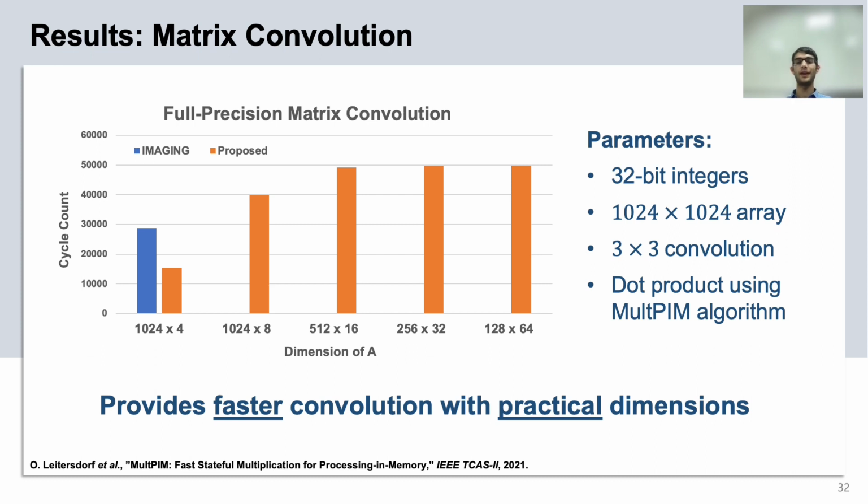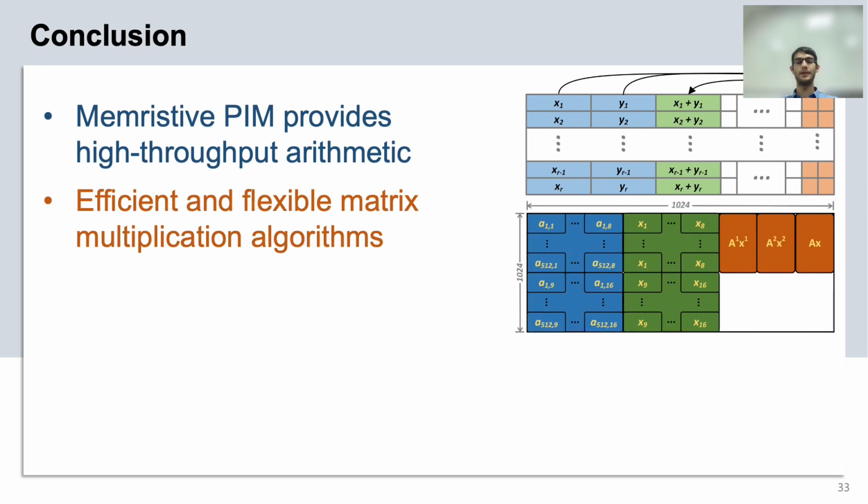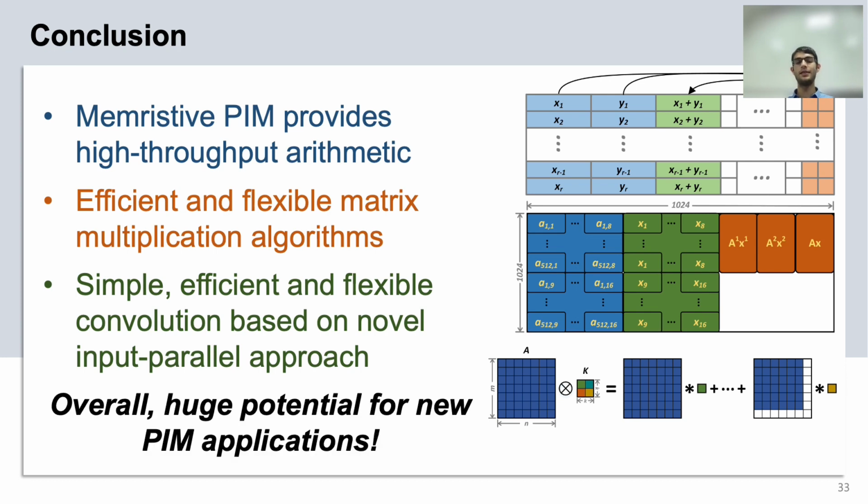In conclusion, we started by talking about Memristive PIM and the massive throughput that it provides for arithmetic. Then we use that throughput to get efficient and flexible matrix vector multiplication with very practical dimensions. And now we talked about convolution, a task that is much more difficult, and yet we're able to implement it with full parallelism because of an input parallel approach that gives us something that's both efficient and again flexible in dimensions. And now overall, these fundamental operations can provide huge potential for new PIM applications.